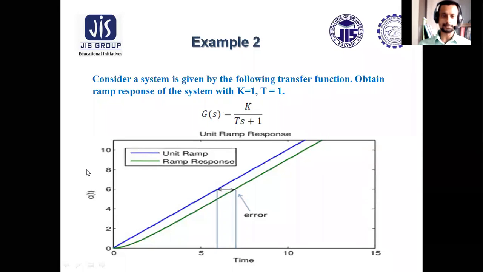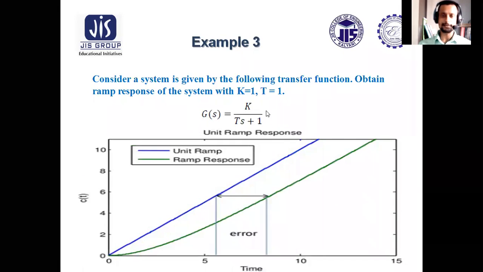But let us consider the next example. Here, see, T is large, T is 3. So this deviation is much larger. So in order to reduce the error of a first order system due to application of ramp input, the system time constant should be as low as possible.